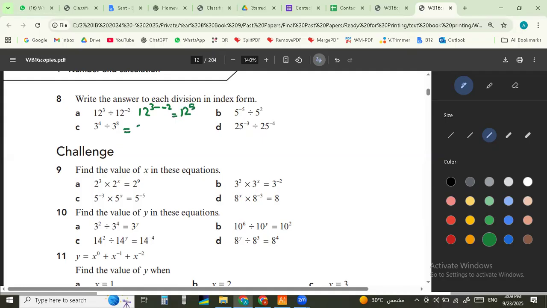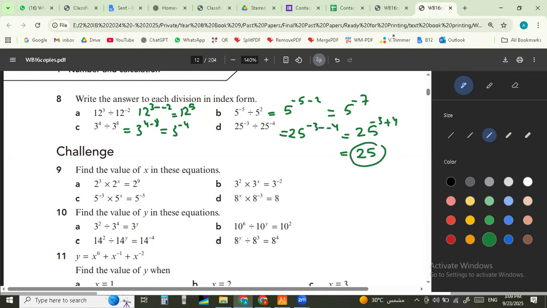This one here is 3 to the power of 4 minus 8, which is 3 to the power of negative 4. And this one here is 5 to the power of negative 5 minus 2, which is 5 to the power of negative 7. And this one here is 25 to the power of negative 3 minus negative 4, which is 25 to the power of negative 3 plus 4, which is just 25 to the power of positive 1, which is just 25. The next question here, it says to you, 3 plus what is 9?